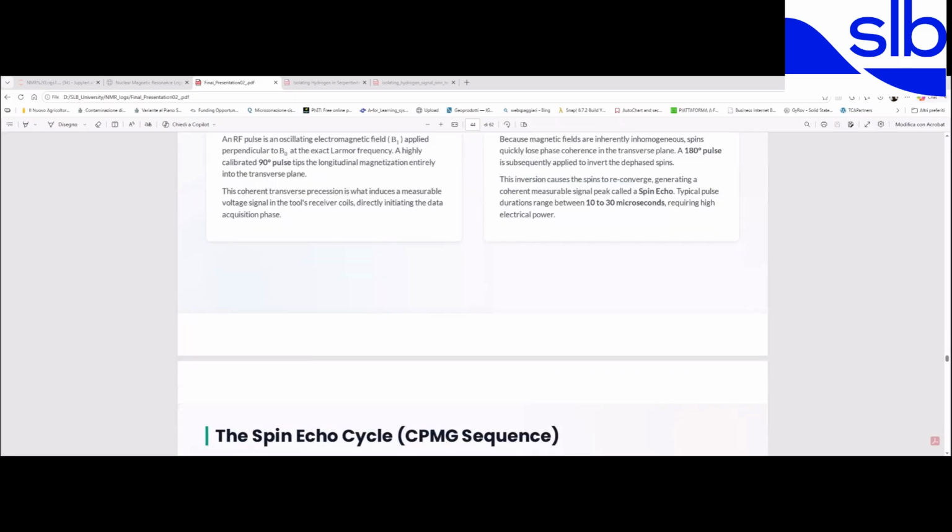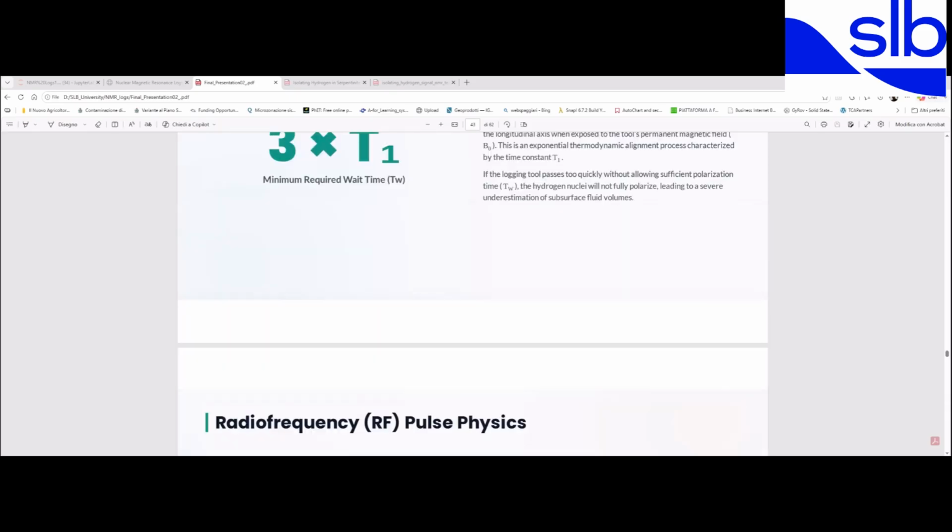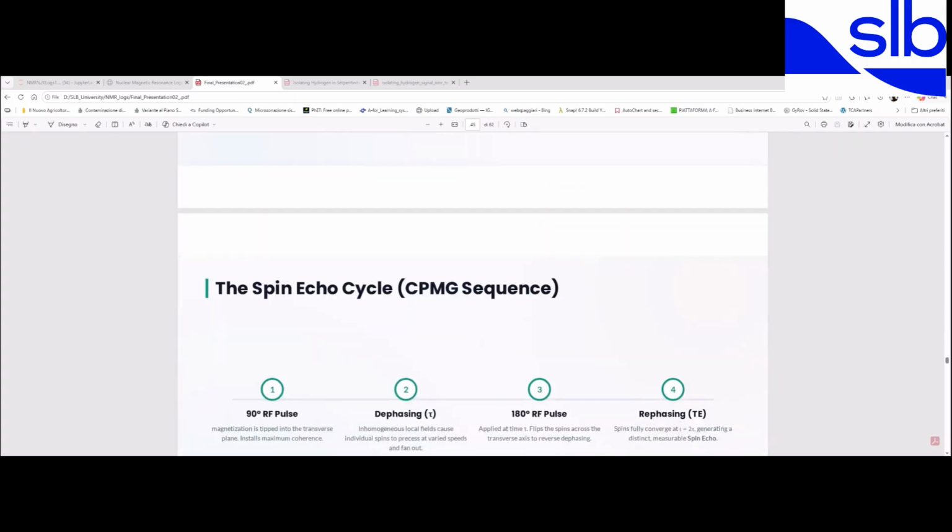Radio frequency pulse physics. An RF pulse is an oscillating electromagnetic field applied perpendicular to B0 at the exact Larmor frequency. A highly calibrated 90 degree pulse tips the longitudinal magnetization entirely into the transverse plane. Because of magnetic field inhomogeneity, we also apply a refocusing pulse. A 180 degree pulse is subsequently applied to invert the phase of the spins. This inversion causes the spins to reconverge, generating a coherent measurable signal peak called a spin echo. Typical pulse durations range between 10 to 30 microseconds, which requires high electrical power. So you really need a new class of nuclear magnetic logs to conduct this analysis.